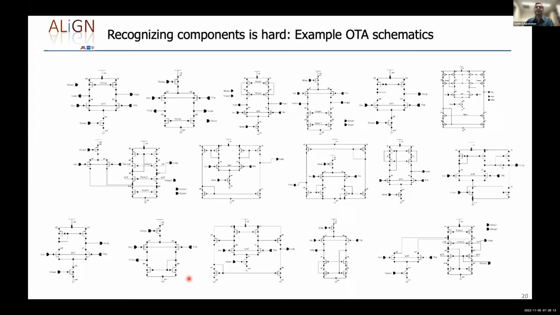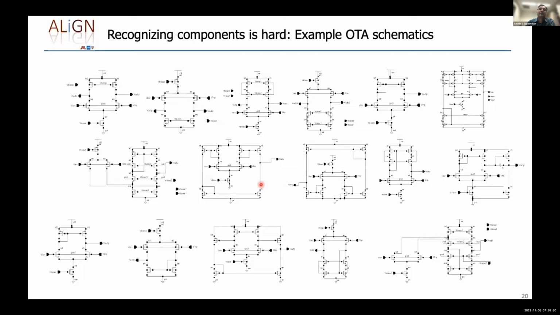So when a designer looks at something like this, they can pretty much immediately, instantly look at this and say, this is an OTA. The trouble is that it's not so easy for a computer to do this, mostly because we've been using traditional approaches, which basically means that you need to sort of enumerate all possible topologies, which is impossible because there are new topologies coming up and designers can make tweaks and change things.